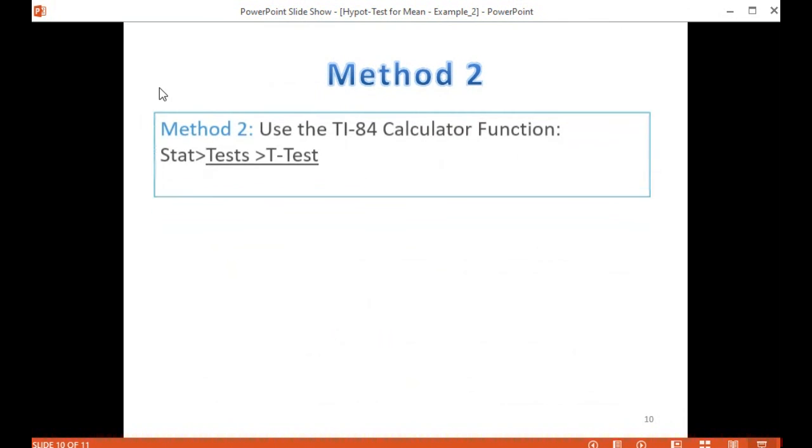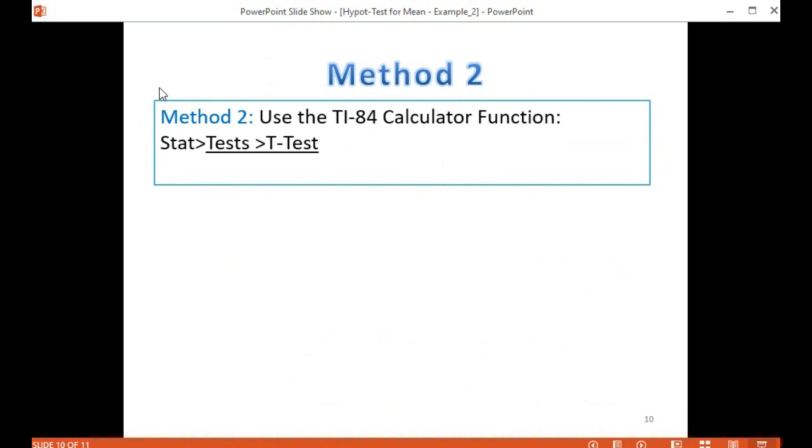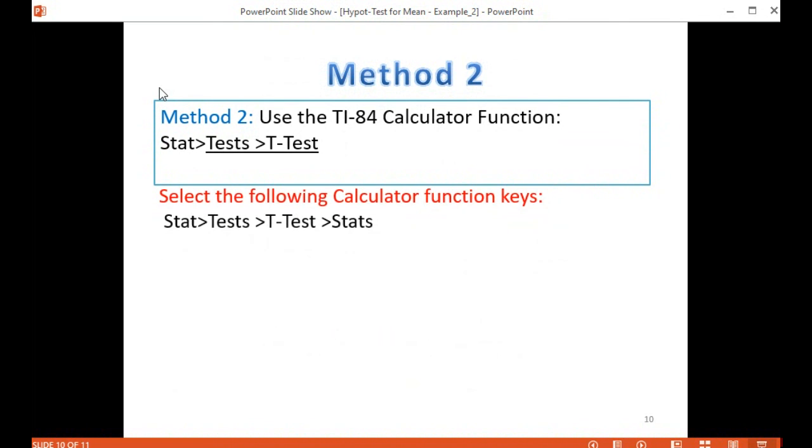So the second method is fairly simple. It's basically just using the calculator function. And this is where you find the calculator function. You hit stat on your calculator, then on the stat you'll see a couple columns, and one of them is tests. You arrow over to test, and then the function is t test. So just to put in a little more detail, it's stat, test, t test, and then stats. Now I say stats because we were given the values.